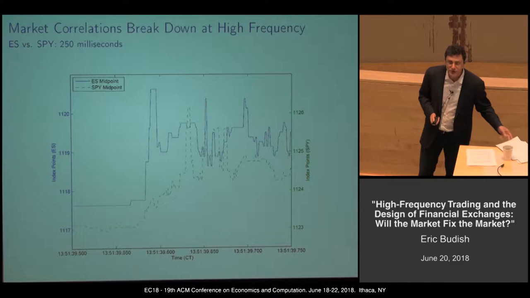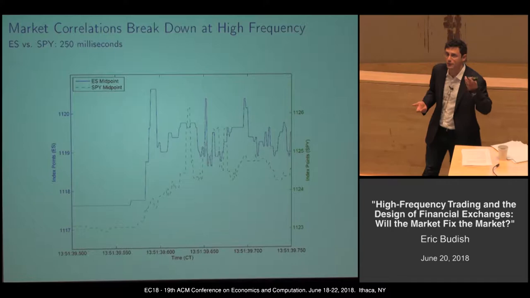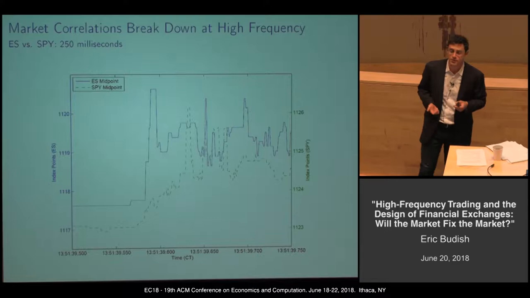And the reason this phenomenon matters is that it creates obvious mechanical arbitrage opportunities. So for example, in this picture, when the blue line jumps, buy the green line. So when the price in Chicago jumps, buy in New York.